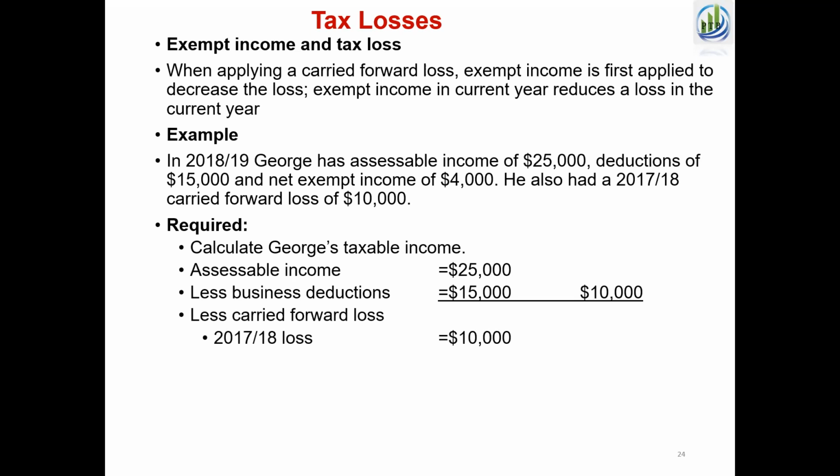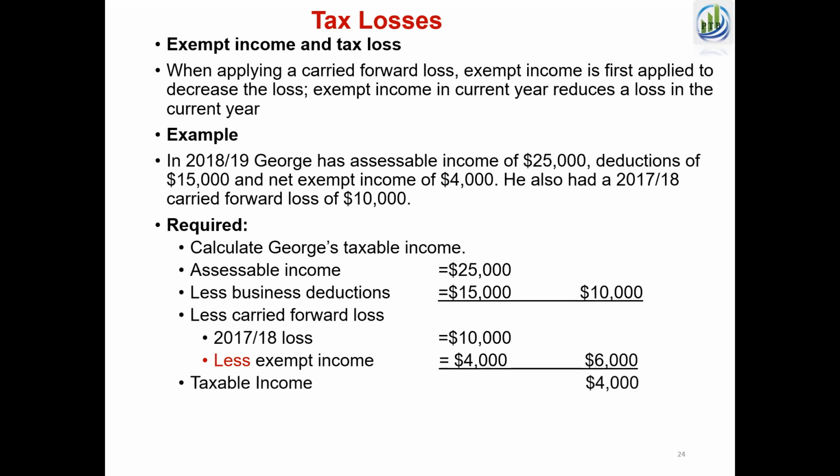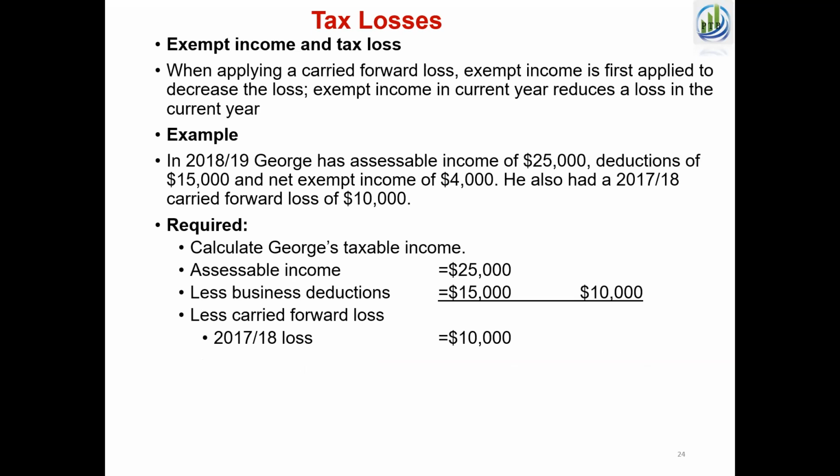So your 2017-18 carry forward loss is $10,000. How much exempt income in the new year? $4,000. So 10 minus 4, you only have a $6,000 carry forward loss now. Then 10 minus 6, you have taxable income of $4,000. Everybody understand very clearly? Normally you can simply say taxable income 10, carry forward 10, so taxable income is 0. However, we cannot apply it like that.